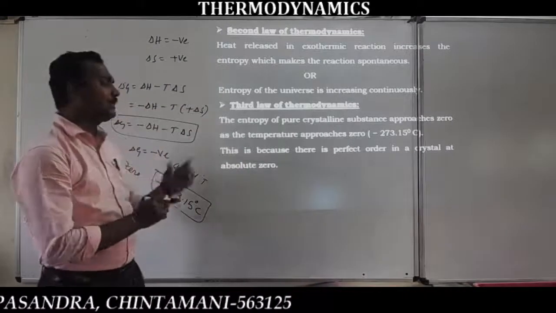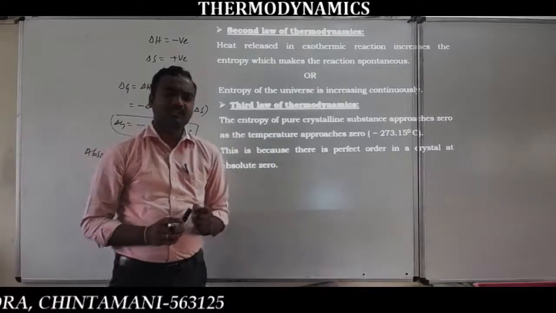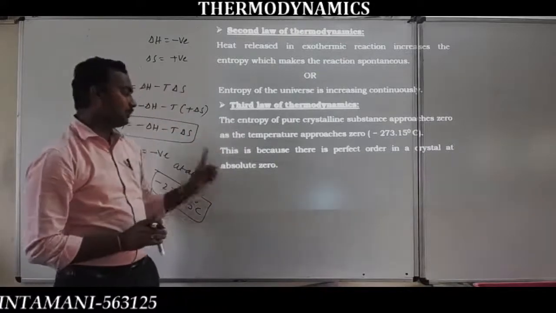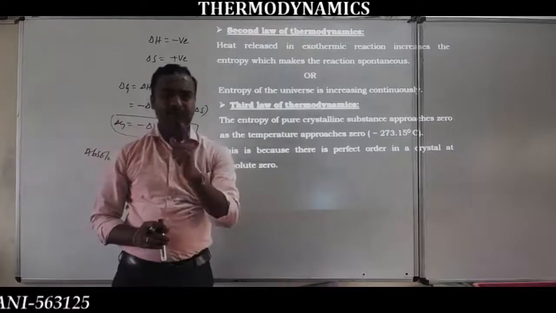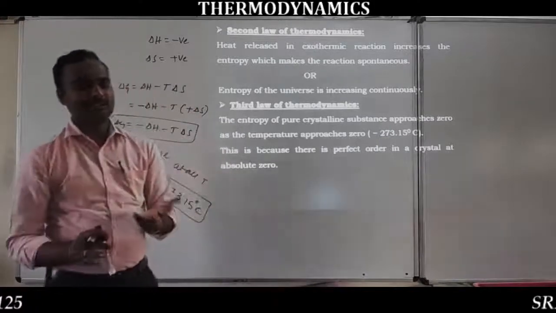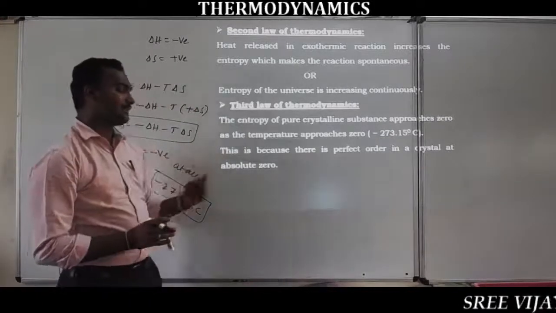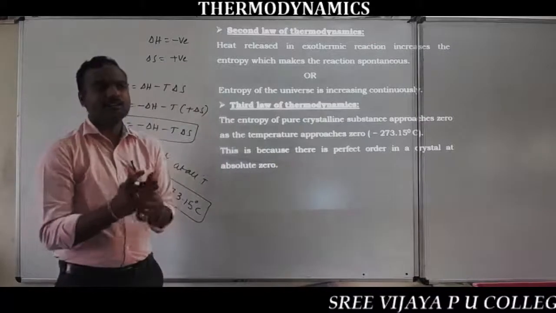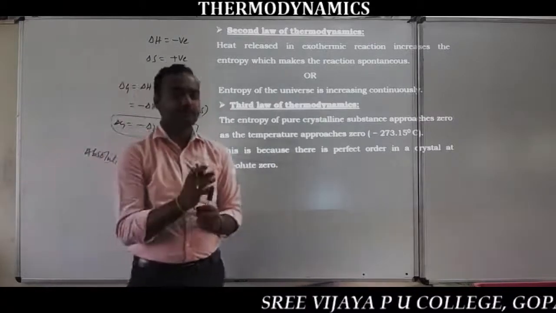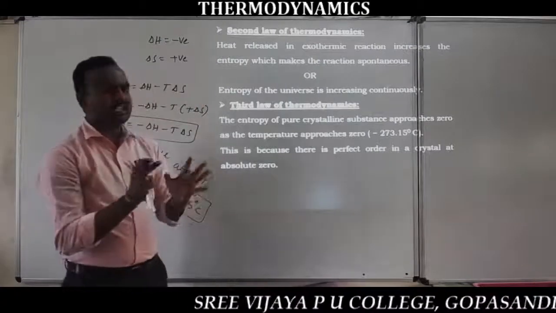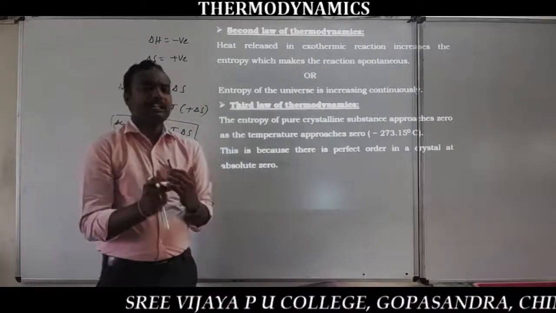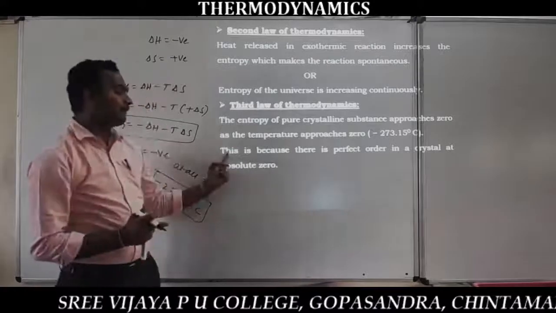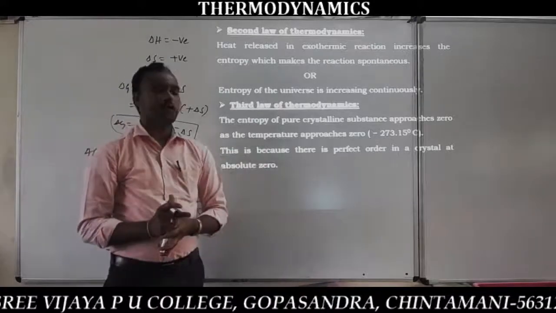What is the reason why the entropy approaches zero in the case of pure substances? That is because there is a perfect order. We know that crystalline is nothing but a solid. In crystalline substances, there is a perfect order in the crystal, and the arrangement of the constituent particles is in perfect order. So there is no change in entropy, and no movement toward randomness. That's why, because of this perfect order in the crystal.